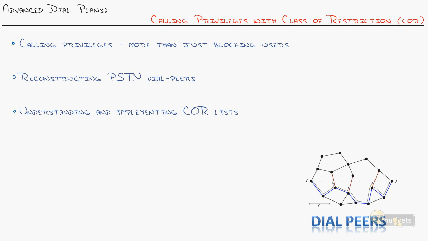No, that would be bad to have the emergency. You see what I mean? It's more than just blocking users. There's a lot you can do with it. However, keep in mind that it's still a big part of what it is restricting what people can dial. So we'll look at restricting PSTN dial peers. I love just swiping across the screen like that to support this feature. And then the big thing is understanding this complex topic known as COR lists.